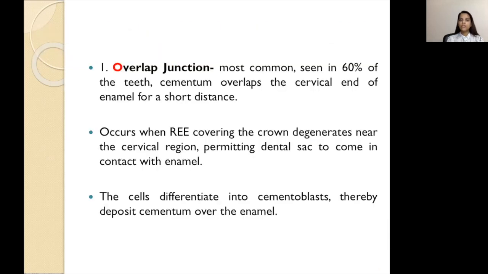So overlap junction, most common, seen in 60% of the teeth. Cementum overlaps the cervical end of enamel for a short distance. Occurs when reduced enamel epithelium covering the crown degenerates near the cervical region, permitting the dental sac to come in contact with enamel. The cells differentiate into cementoblasts, thereby depositing cementum over the enamel.